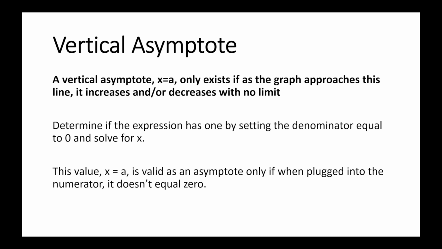Now, here's something super key. Don't just solve for the denominator and set it equal to 0. You want to double check the answers that you got, whether you have multiple or just one, that when you plug them into the numerator, if your numerator has a variable like x, that it doesn't make the numerator equal to 0. If it does, then it's not a valid vertical asymptote. It doesn't count, okay?